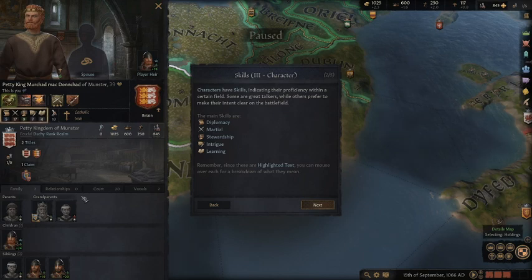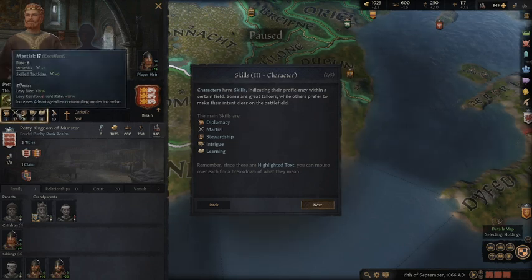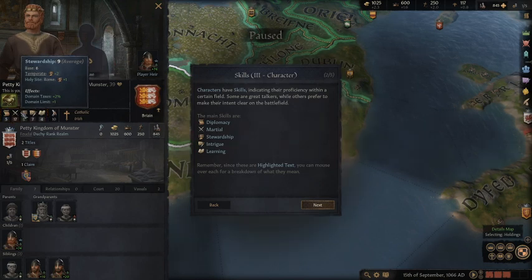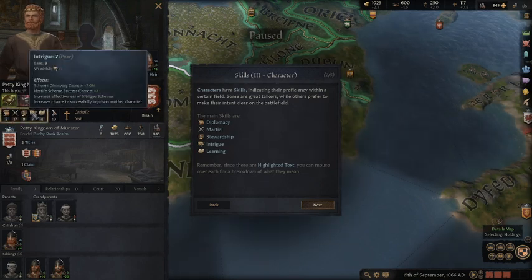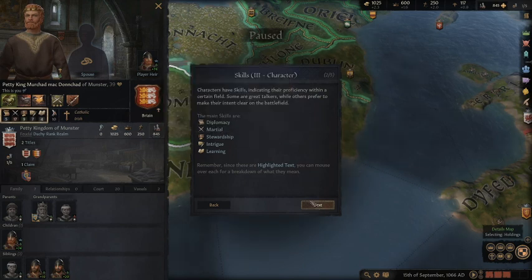Characters have skills indicating their proficiency within a certain field. Some are great talkers, while others prefer to make their intent clear on the battlefield. So you've got 5 diplomacy, 17 martial, stewardship of 9, intrigue of 7, and learning of 4. And they've actually got named ratings as well. Since these are highlighted texts, you can mouse over each for a breakdown of what they mean.